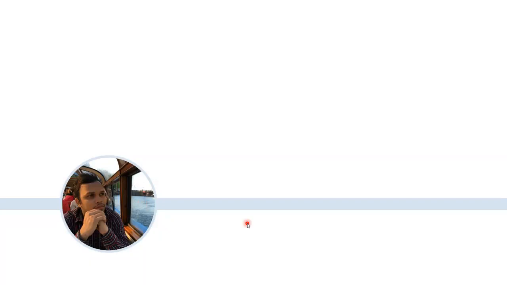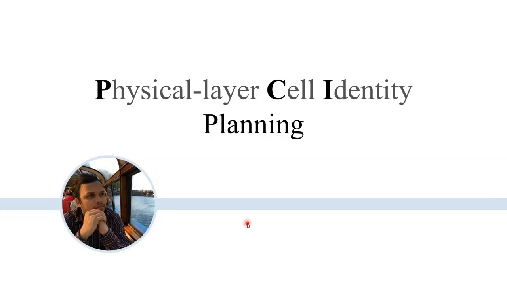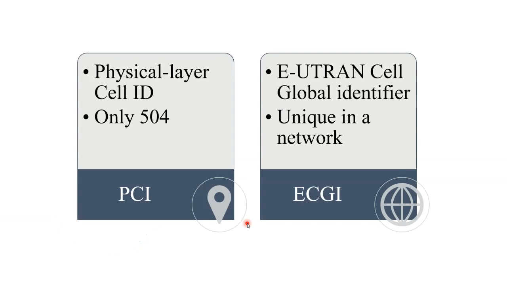Hi guys, in this video we're going to discuss the PCI, or the physical layer cell identity planning. There are two main cell identities in an LTE network. PCI is limited to only 504 values. ECGI, which refers to the E-UTRAN Cell Global Identifier, is unique in a network and it is unique globally with the MCC and MNC, that is the country code and the network code.